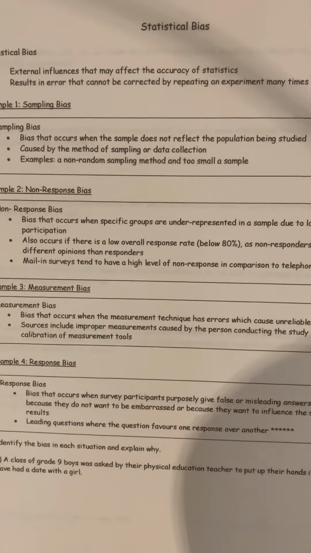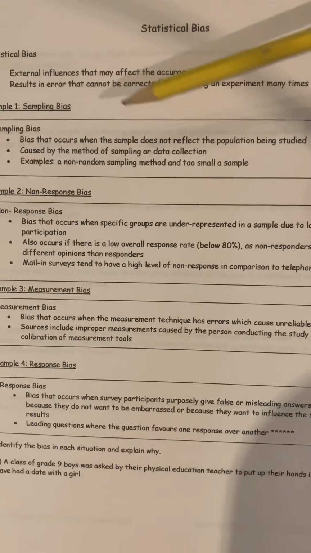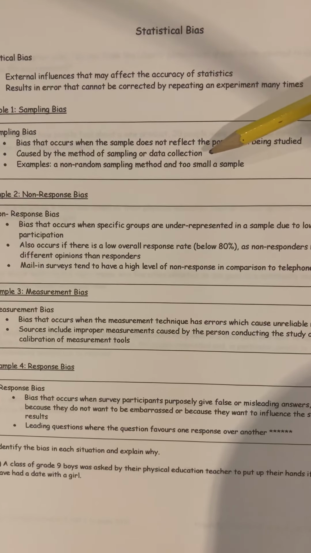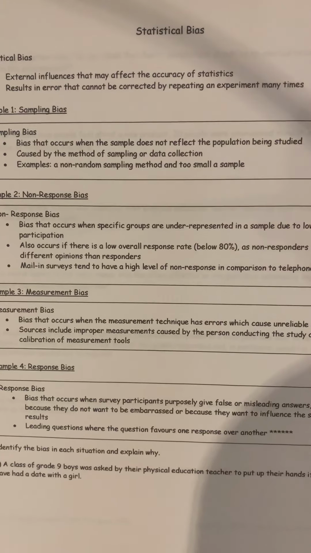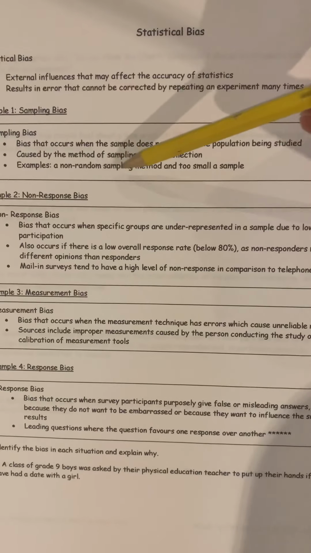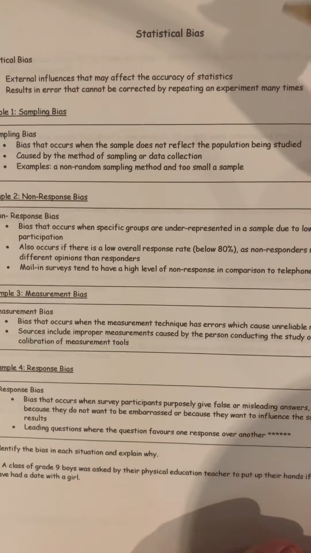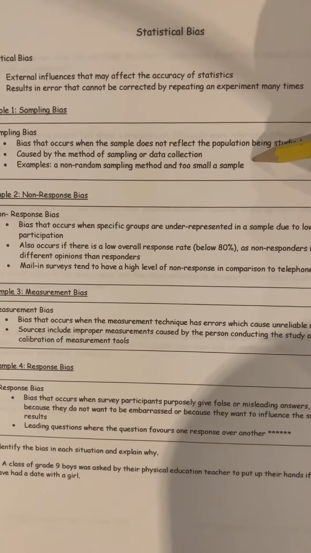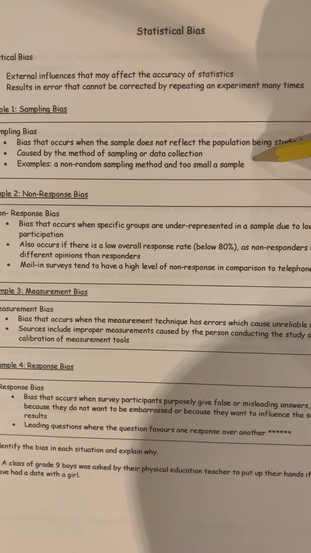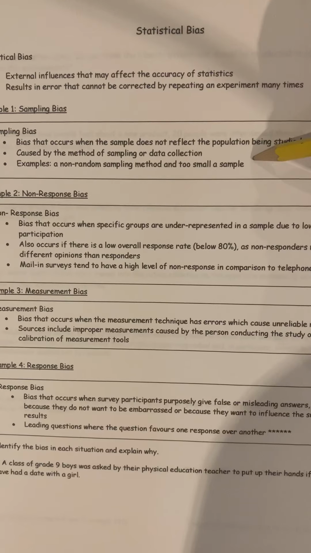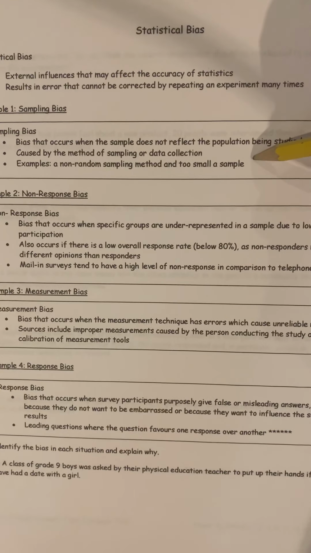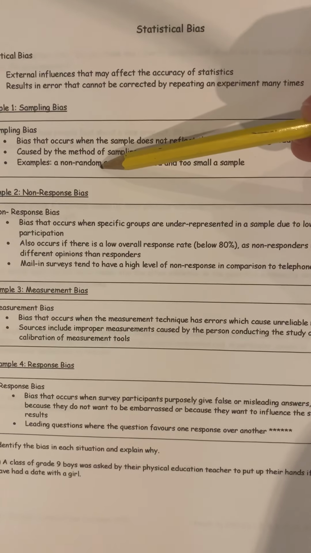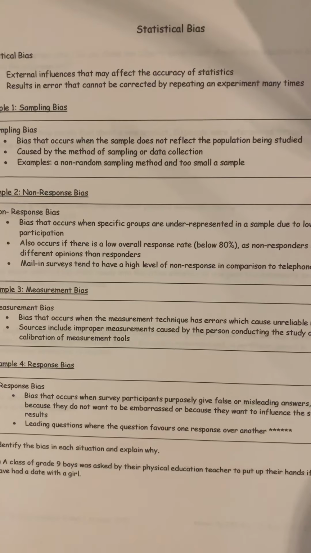Number one is sampling bias. It occurs when the sample does not reflect the population being studied. It's caused by the method of sampling. An example of this would be non-random sampling and too small of a sample. For instance, if I went to the basketball team and asked what is your favorite sport, most likely they will all answer basketball. And then I use that as my results. That would be a problem because that wasn't random. I just chose one team, so my sampling has a bias.